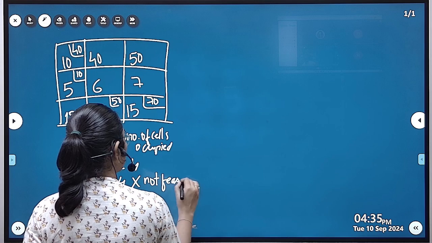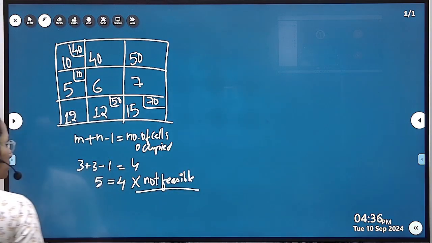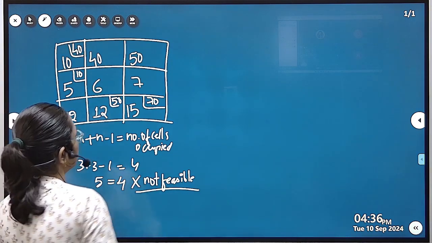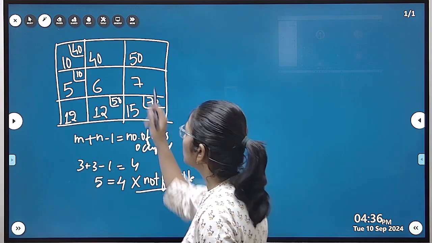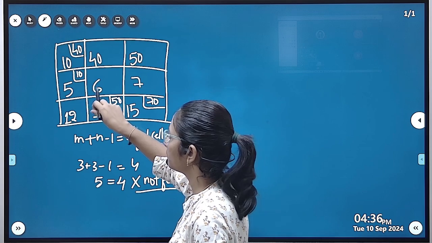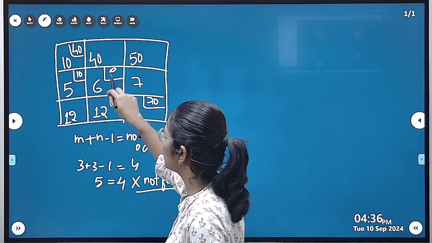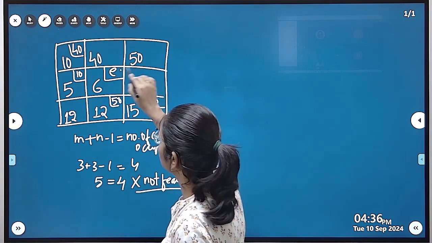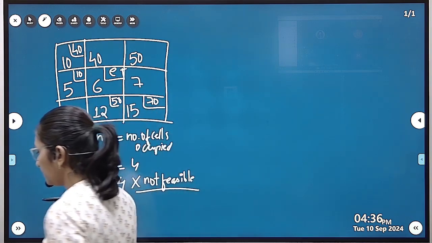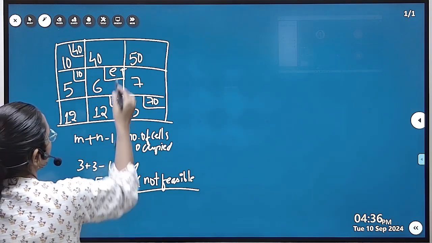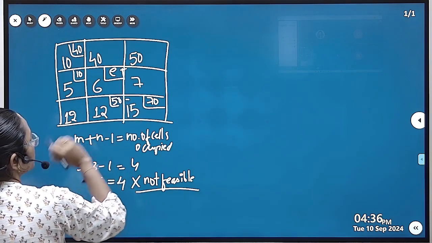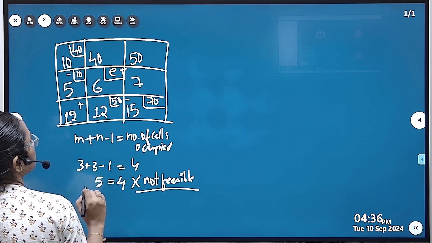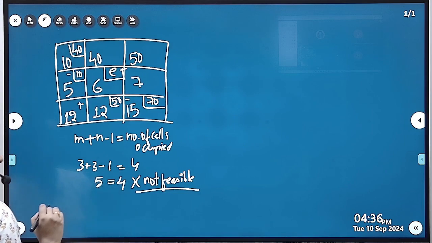So we need to first make it feasible. To make it feasible, as I said, we introduce a dummy occupied cell. Where? In the matrix, the cell which has the least cost, we need to add a dummy cell called E, and that should always be positive. If that is positive, the number below will become negative, and here it becomes positive, and here it becomes negative. Okay, clear?